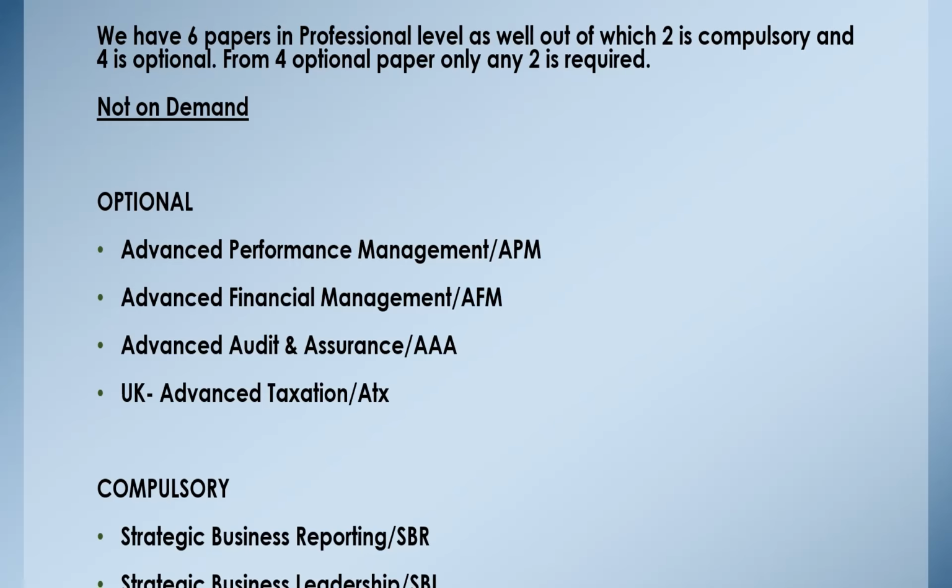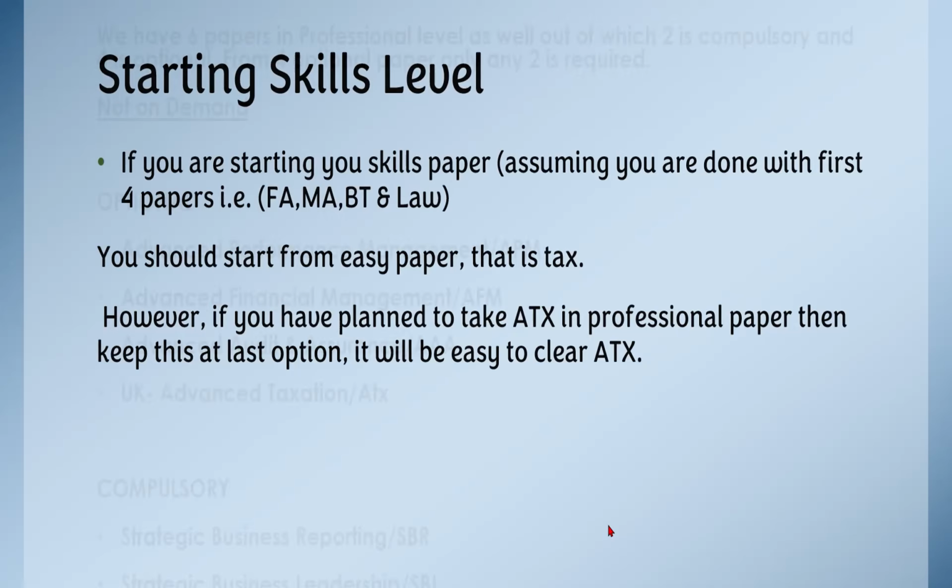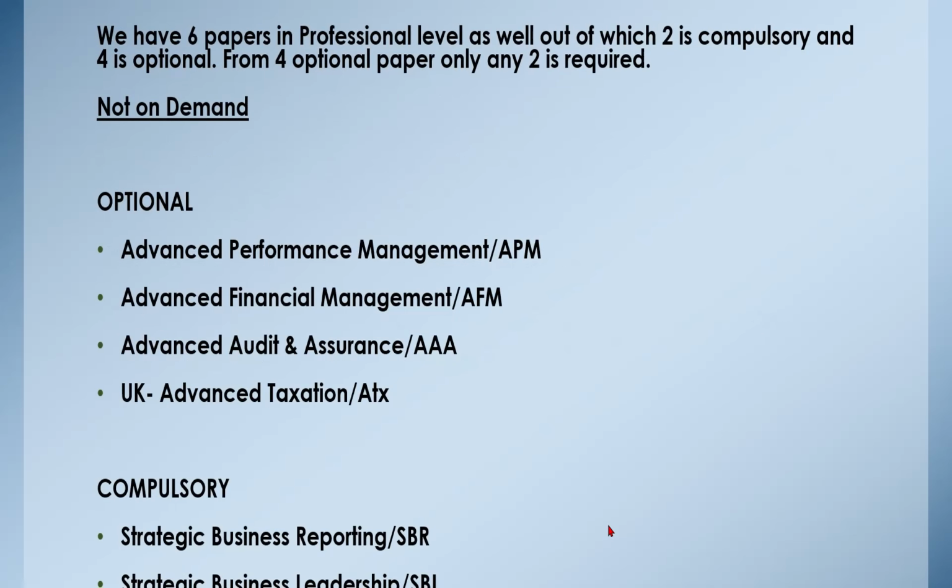For the professional level, there are six papers. You might be familiar with this. Out of these six, two are compulsory and four are optional, and from the four optional papers, you have to choose any two. Again, it is not an on-demand paper, so we need to do advance booking for whichever attempt we are planning to appear in. These are the optional ones, and these are the compulsory papers. You might be familiar with this.